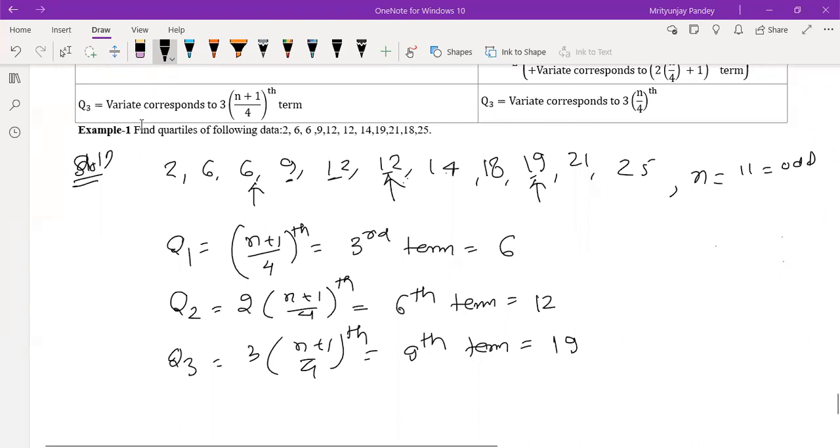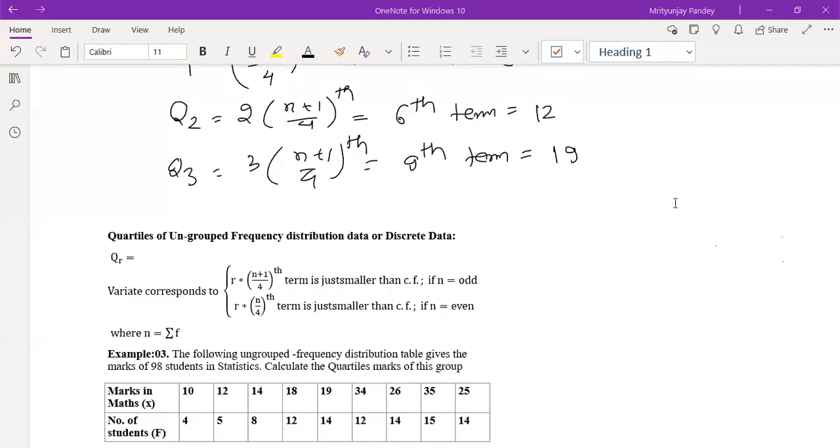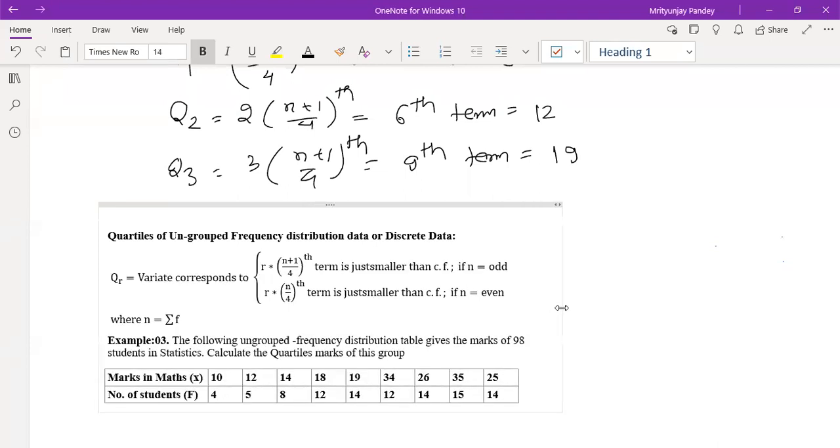Okay, so let's solve another example based on frequency distributed data. And what is the formula of that? First I will write the formula and then solve a numerical on it. Next example based on ungrouped frequency distributed data. First of all, this is the formula. That is the same formula. Qr equal to r into (n plus 1) by 4. But here n is nothing but summation f, instead of the number of data. So this is your first question related to that.